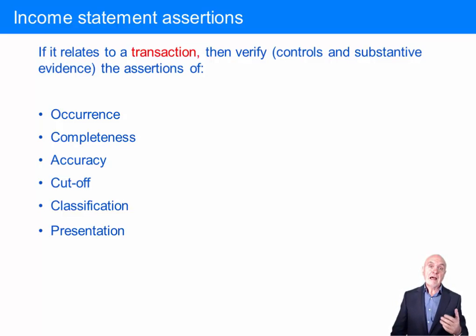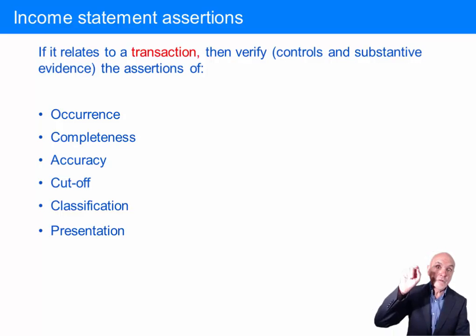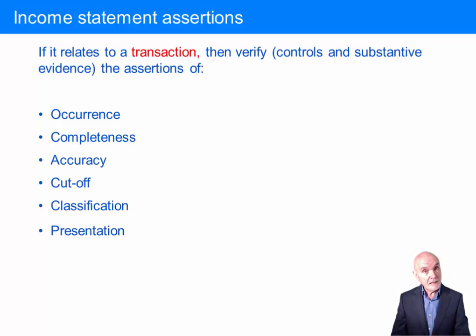The way you would ascertain that the sales in the sales account are complete is you'd pick some orders at random, and say, here are the orders, have the dispatches been made, have the invoices been raised, did those invoices end up going to the sales account in the nominal ledger? That's the way you would ascertain completeness.